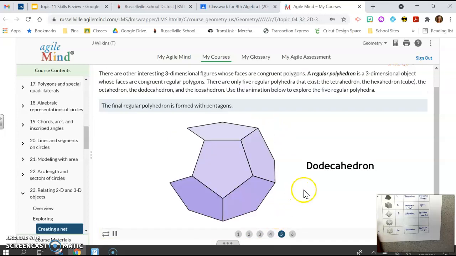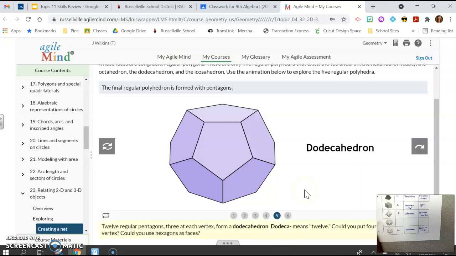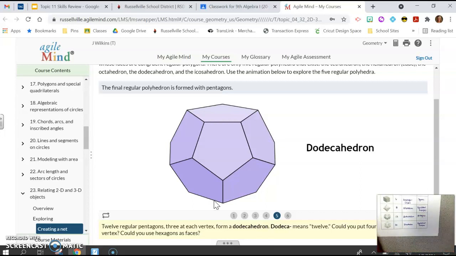All right, and then the last one is a dodecahedron. Dodeca means 12. So this has 12 faces. And these faces are regular pentagons. So you've got dodecahedron, and these are pentagons. And of course they're all the same. So all 12 of these are the exact same pentagon.